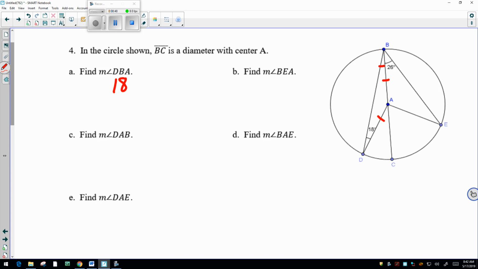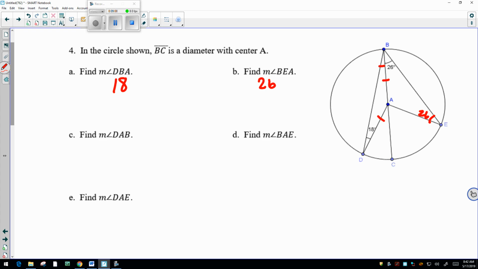Okay, if I try the other one, I have to find angle BEA. So BEA is this angle. Again, I can see triangle BEA is isosceles. And if this angle is 26, then the other base angle also has to be 26.